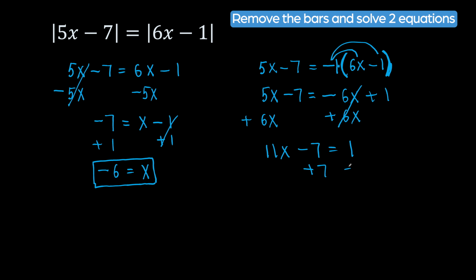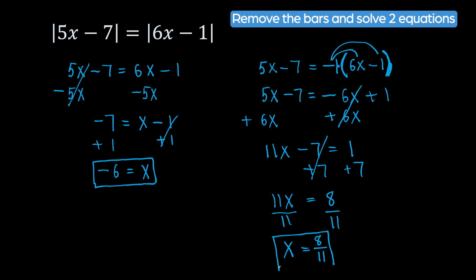Adding 7 to both sides, we have 11x is equal to negative 7 plus 7 will give us 0. And on the right, we will have 8. Very good. Dividing both sides by 11. And x becomes 8/11. This is our second solution.